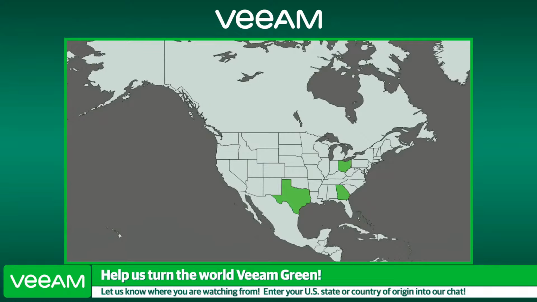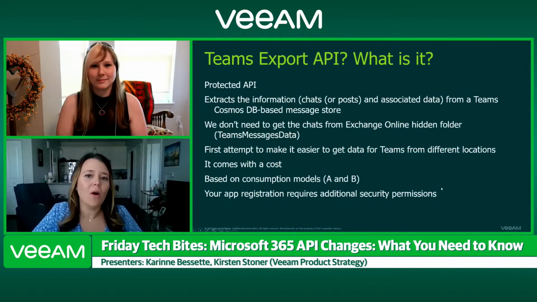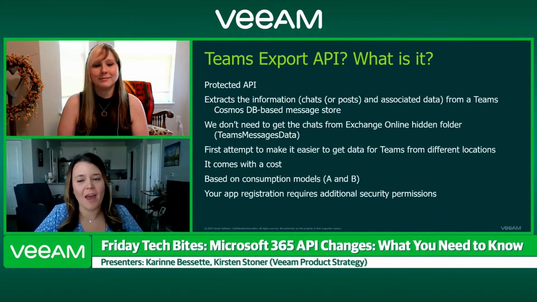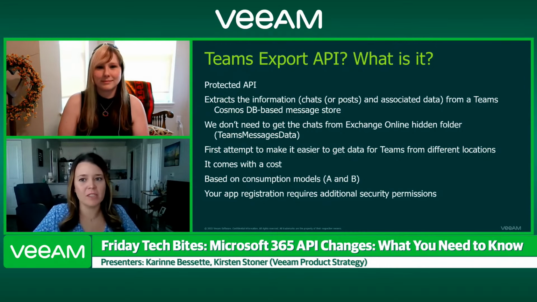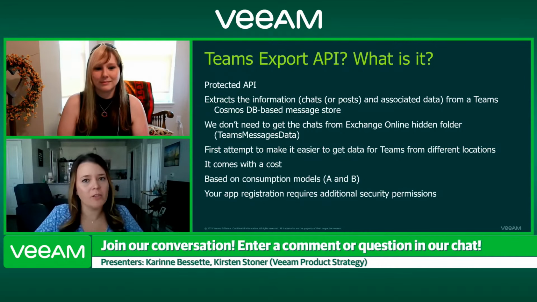Cool. Thanks, Karinne. So like Karinne mentioned, we are going to be talking about the Teams Export API. So what is this Export API? This is a protected API that Veeam Backup for Microsoft 365 will now be required to utilize to take a successful backup of your Teams data.